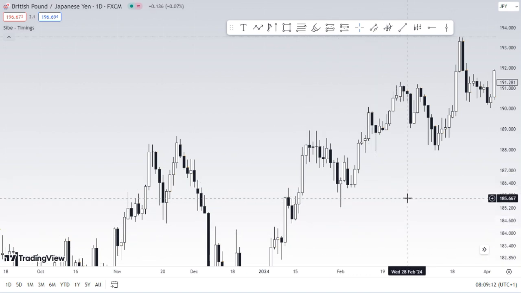So when we're talking about order blocks, we're going to have two types. We're going to have a bullish order block and then a bearish order block. By a bullish order block, it means that we're expecting the market to go up. So when we say bullish, it means the market is buying up. When we say bearish, it means that the market is selling down or going down.